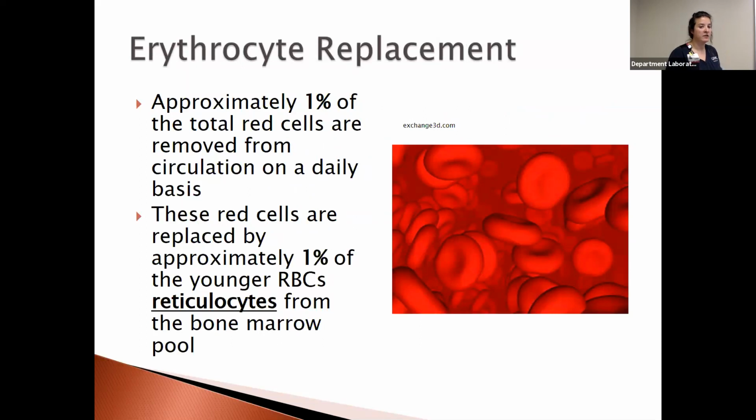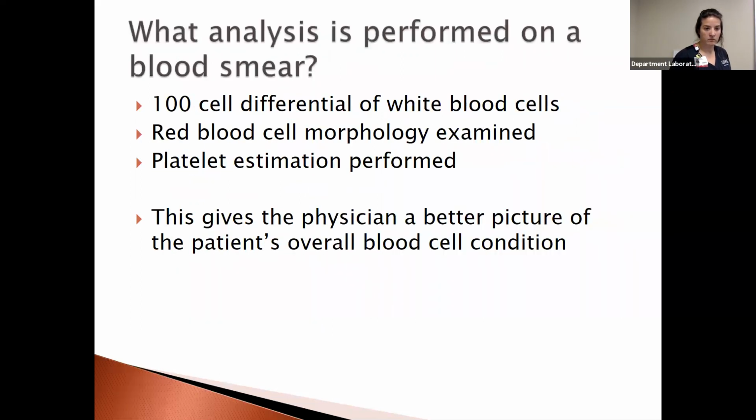Approximately 1% of the total red cells are removed from circulation on a daily basis. And then these red cells, again, are replaced by 1% of our polychromatic erythrocytes or reticulocytes. So the bone marrow is compensating for that 1% loss. Okay, and you guys all know this.